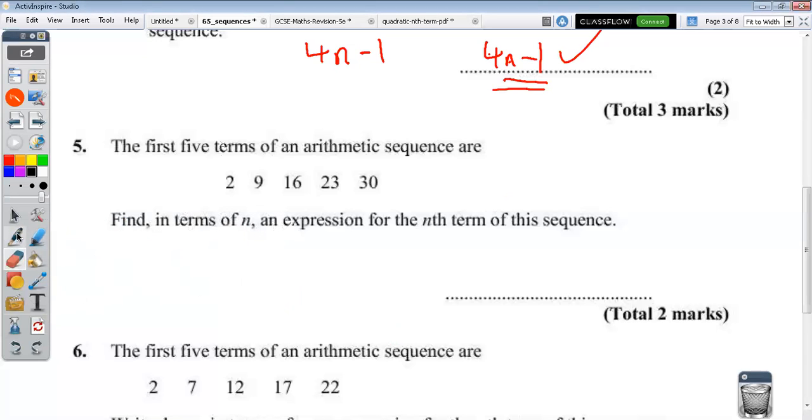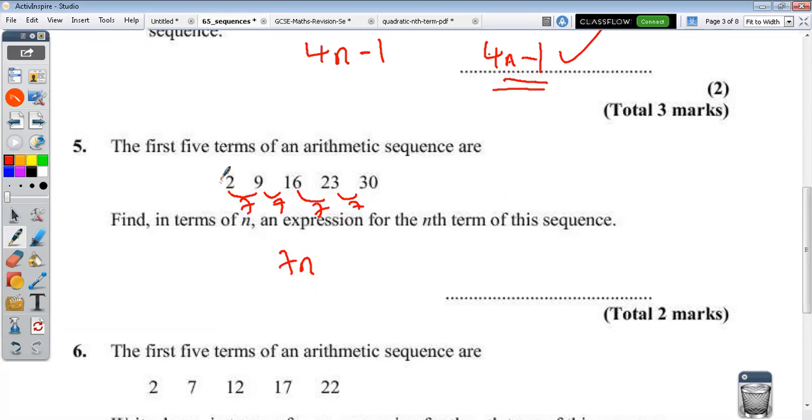Mufaro, do you agree with him? Anyway, let's see. What's the difference here? 7. So on the 7n, you're correct. It's a plus 7, plus 7. So it's a 7n multiplication table. Everyone should get it now. It's a 7n multiplication table on the first one.